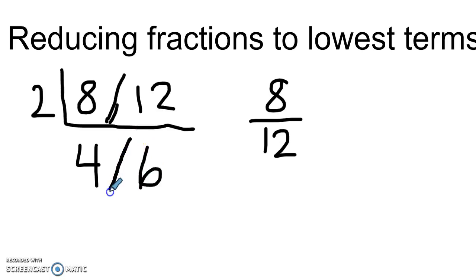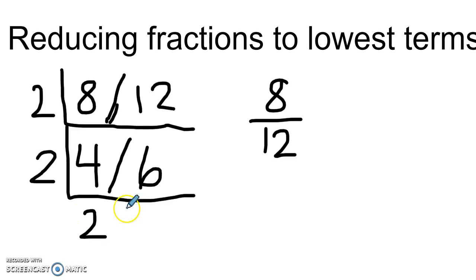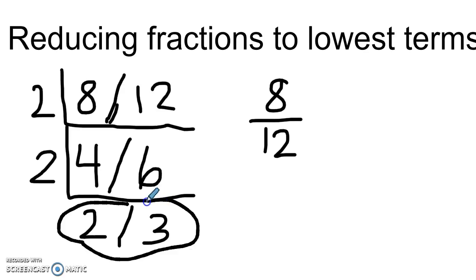And this is still a fraction. So then I think to myself, is there a number greater than 1 that can go into 4 and 6? Yes. 2 can, again. 2 can go into 4 2 times. 2 can go into 6 3 times. So I know that 8/12 in lowest terms is going to be 2/3.